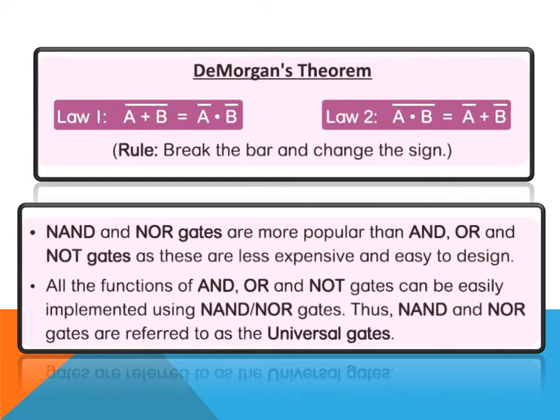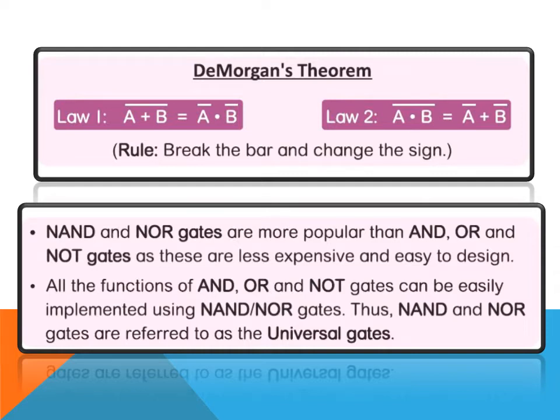NAND and NOR gates are more popular than AND, OR and NOT gates, as these are less expensive and easy to design. So NAND and NOR gates are easy to design and less expensive. All the functions of AND, OR and NOT gates can easily be implemented using NAND, NOR gates. So the function of an AND gate, an OR gate and a NOT gate can be easily implemented using a NAND, NOR gate. Thus, NAND and NOR gates are referred to as the universal gates.